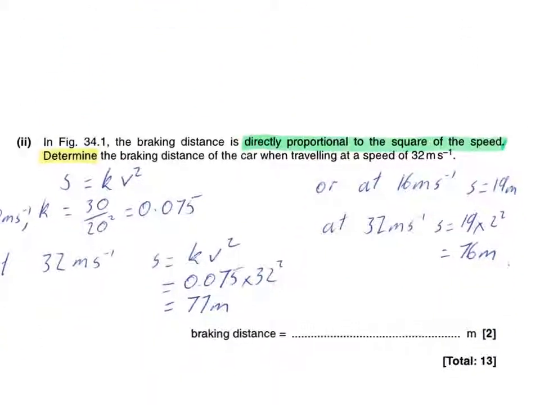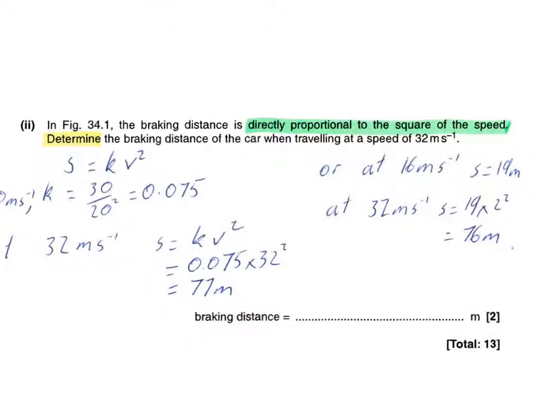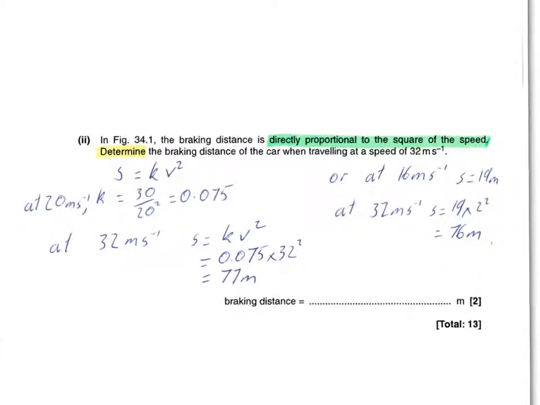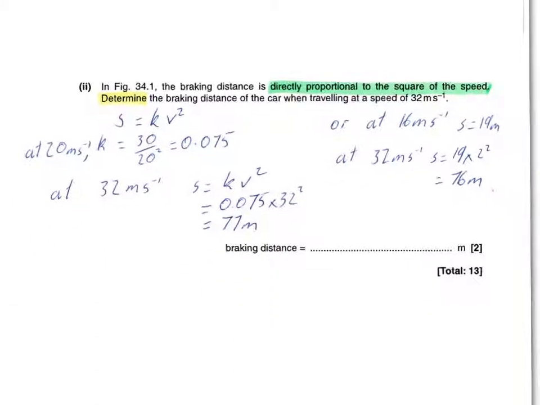Now it gets nasty. It tells us that in 34.1 the braking distance is proportional to the square of the speed. That's a key bit of information. The braking distance is proportional to the square of the speed. You should know that, but they're telling you that because without it you're going to be absolutely stumbling on this question. And you're asked to determine the braking distance when the car is travelling at 32 meters per second.